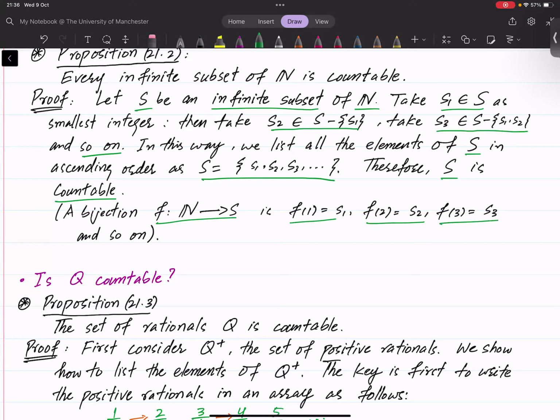Okay, so the main concept is that if you can list the elements of a set, even though that set is infinite, you can say that set is countable. Or you can define a bijection from the natural numbers to that particular infinite set, then you can also say that set is countable. These are two criteria to say whether a set is countable or not.